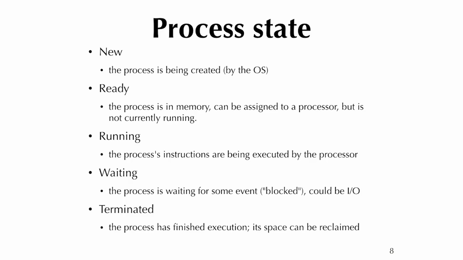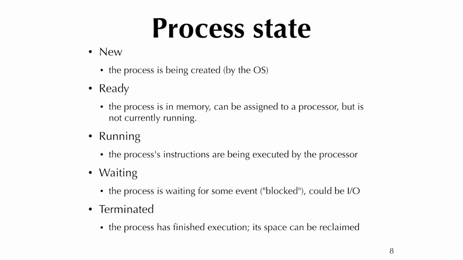What are the possible states? Well, these are rough concepts. An OS doesn't have to have a label called new or ready or running, wait, or terminate. This is just conceptual. When somebody draws a diagram, roughly these are the 5 states. There could be more, could be less. So new is when the process is being created by the OS.